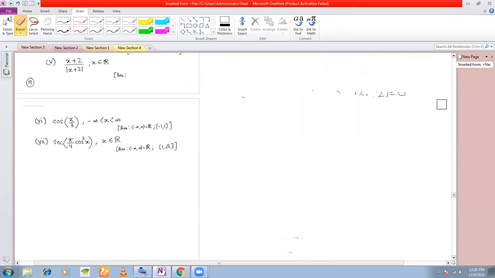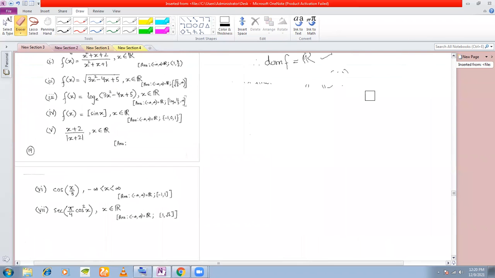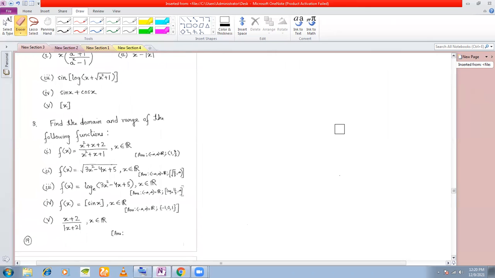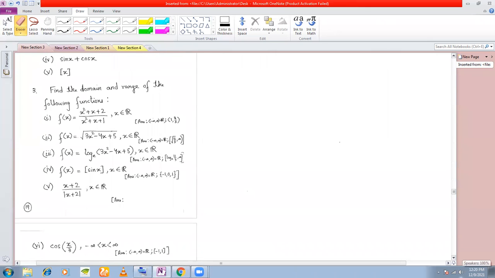Let's see the next question now. Number 2. The second question here is: given f(x) is equal to square root of 3x square minus 4x plus 5, where x belongs to R. Okay.